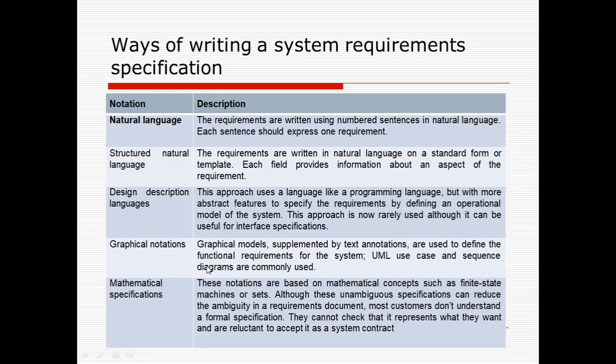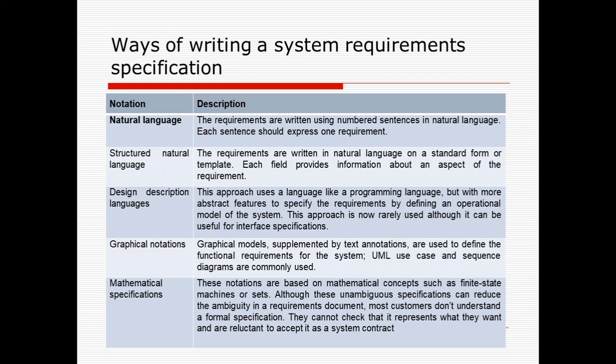Then graphical notations: graphical symbols are used to show different requirements. Normally UML diagrams like use case diagrams and sequence diagrams are used for this type of graphical notation. Mathematical specification is where the descriptions are given in mathematical concepts such as finite state machines or sets. This makes an unambiguous specification that can reduce ambiguity in the requirement document. But the problem is that most customers do not understand such mathematical specification.